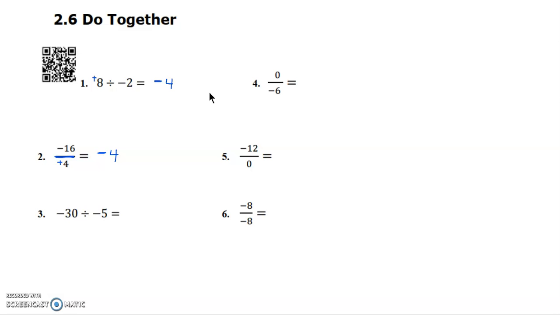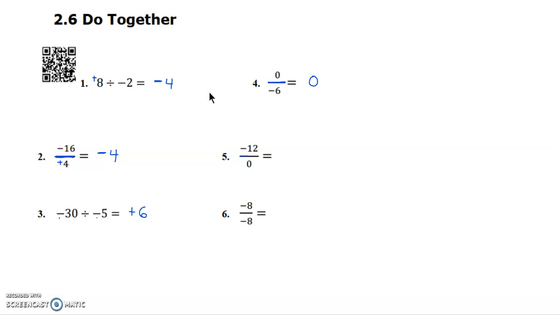For number 3, we have a negative divided by a negative. The signs are the same, so the result will be positive. 30 divided by 5 is 6, and that will be a positive 6. Number 4, we have 0 divided by -6. This is allowed. 0 divided by any number is equal to 0, whether that number is positive or negative.